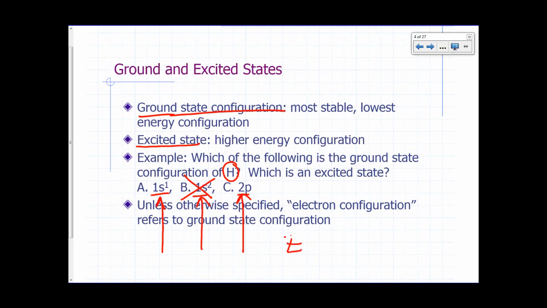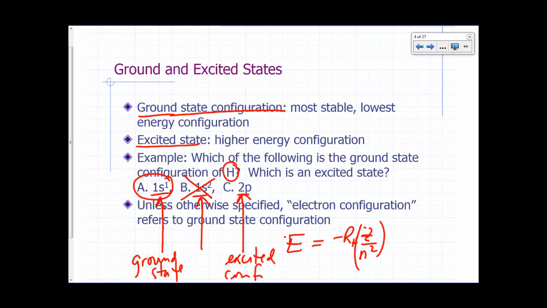If you recall from an earlier lesson, we said that the orbital energy E depends only on the quantum number n, so it's -R sub H Z squared over n squared, where Z is the atomic number. So the lower the n, the lower the energy. So an electron in the 1s orbital would correspond to a lower energy. So this would be the ground state of hydrogen. That would be the ground state configuration. And an electron in a 2p would be an example of what we would call an excited configuration, an excited state.